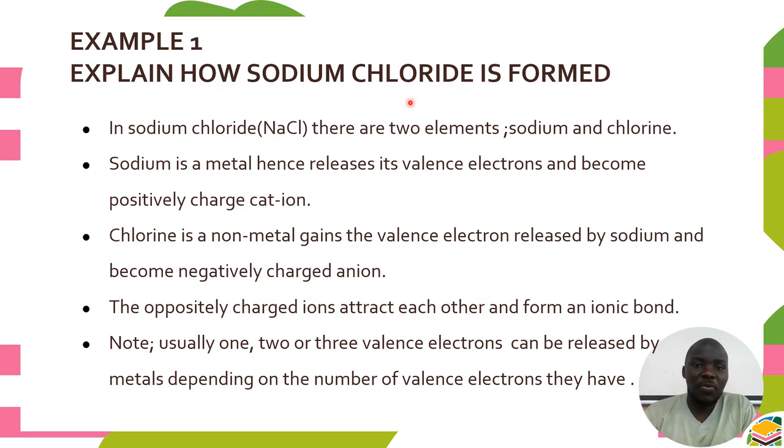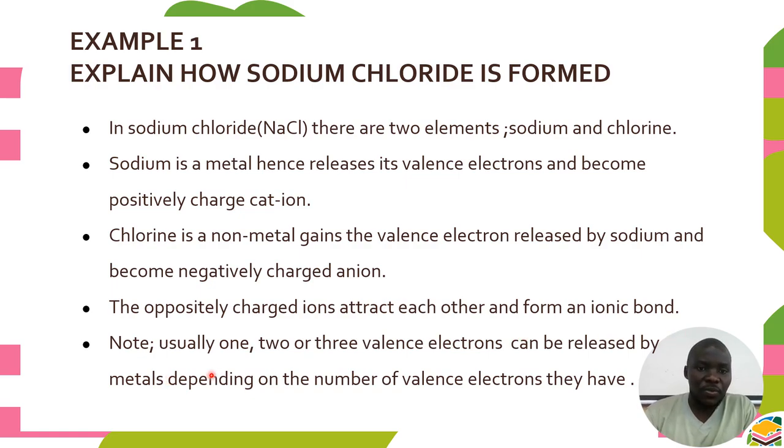The first example that we're going to look at is how sodium chloride is formed. Sodium chloride is an example of an ionic compound because we have a metal, which is sodium, and a nonmetal, which is chlorine. So in sodium chloride, there are two elements. We have sodium and chlorine. Sodium is a metal, hence it releases its valence electrons and becomes a positively charged cation. Chlorine is a nonmetal which gains the valence electrons released by sodium and becomes a negatively charged ion. The oppositely charged ions attract each other and form an ionic bond.